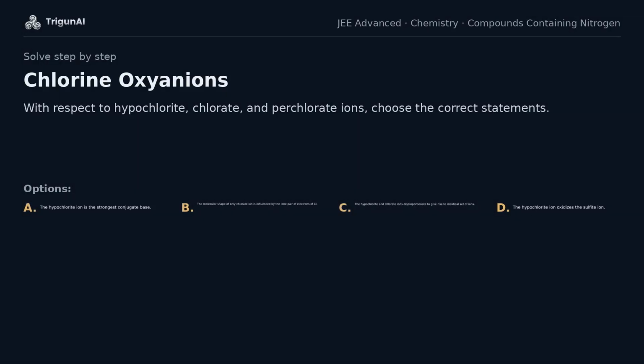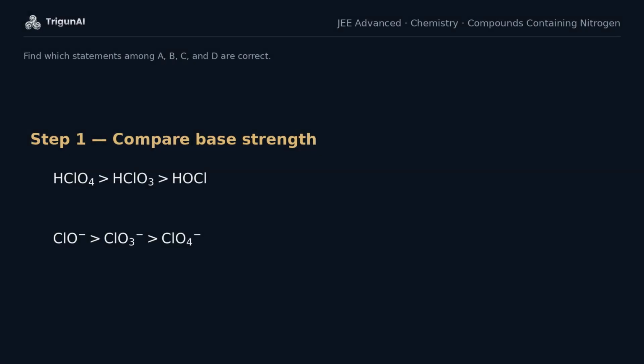We have to compare hypochlorite, chlorate, and perchlorate ions for basicity, shape, disproportionation, and oxidizing action. Let us solve step by step. For chlorine oxyacids, acidity increases as the number of oxygen atoms increases. So the conjugate base strength is in the reverse order. Hence hypochlorite is the strongest conjugate base, so statement A is correct.